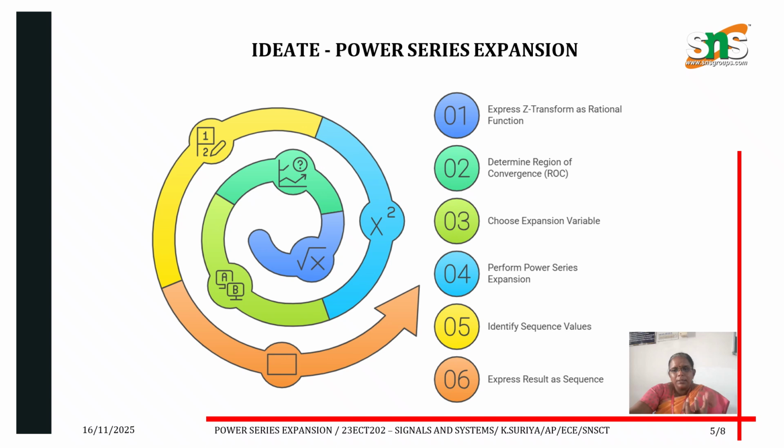So the idea here is to express the Z transform as a rational function. The second step is to determine the region of convergence, then choose the expansion variable based on that region of convergence, then perform the power series expansion, then identify the sequence values and then express the result.